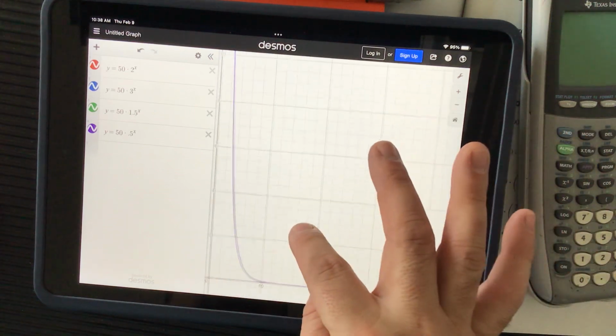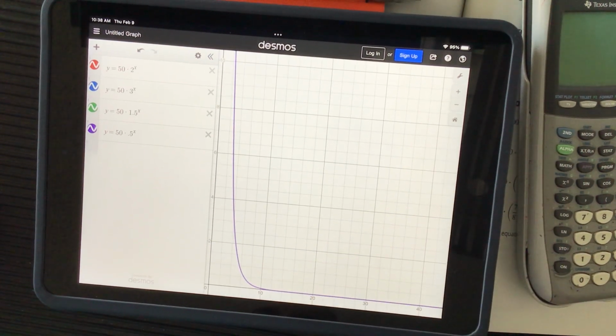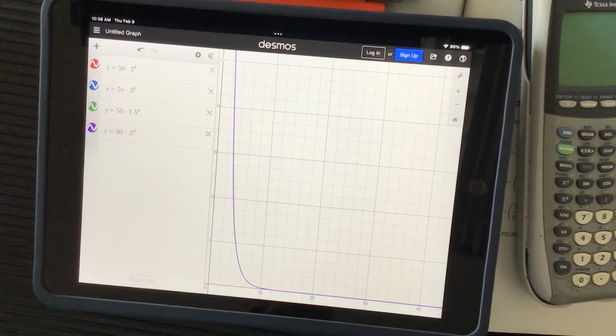Now, most of the time, we're only going to be concerned with the right side. You can really see the purple going down. That's the only one that's decreasing after 50. Everything else is increasing.